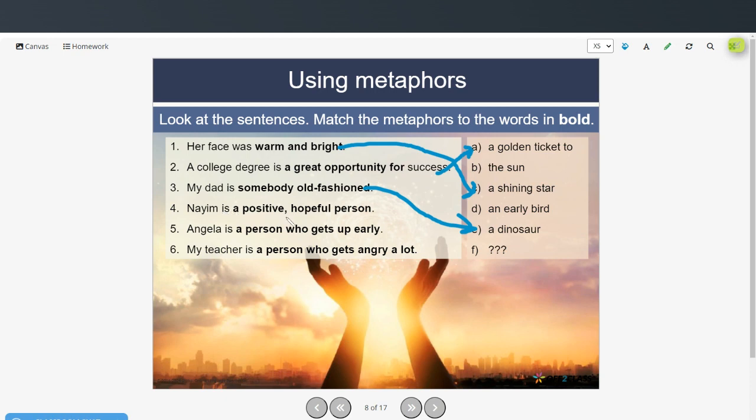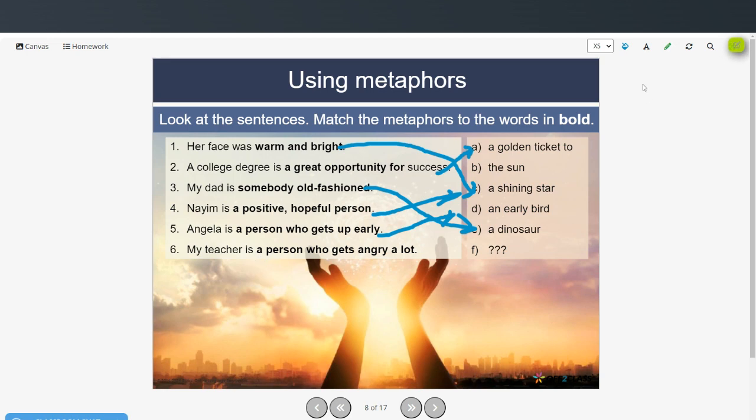Naeem is a positive, hopeful person. This one could also be a shining star, maybe. Angela is a person who gets up early. Angela is an early bird. And my teacher is a person who gets angry a lot.